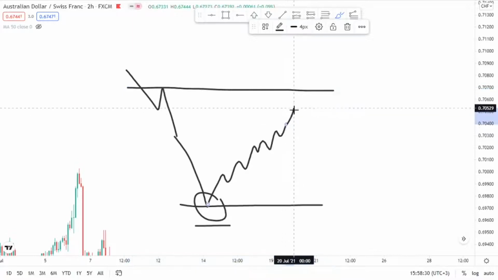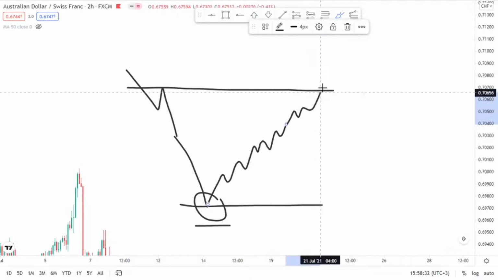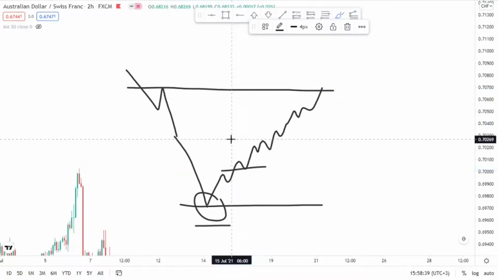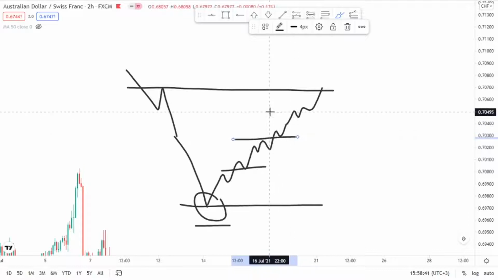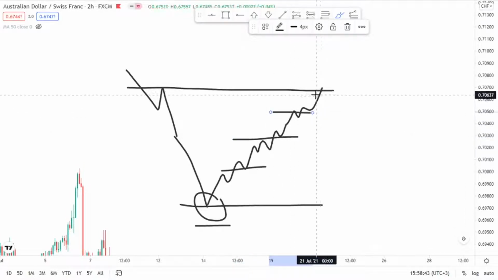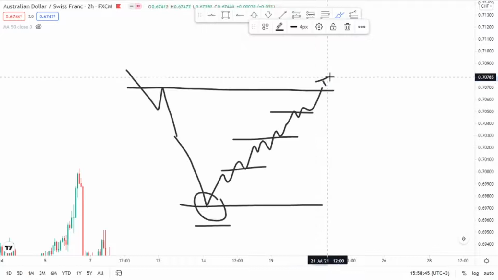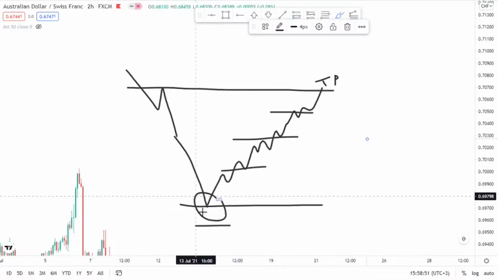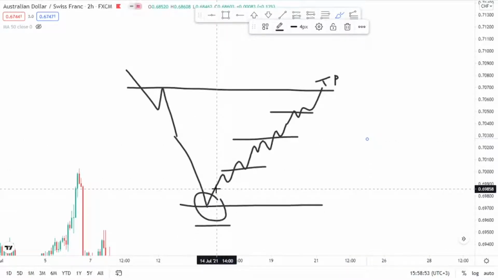As price is moving in your favor, you add more and more positions onto this particular trade. So let's say you could have added right there, then you could also have added right there, and also right there, all the way to your take profit right here. So it's just adding more positions onto an already established trade in order to get the maximum profit potential. Okay, so that's what scaling in means.